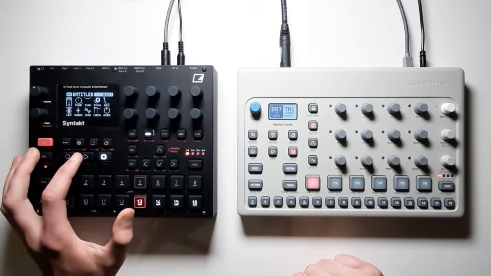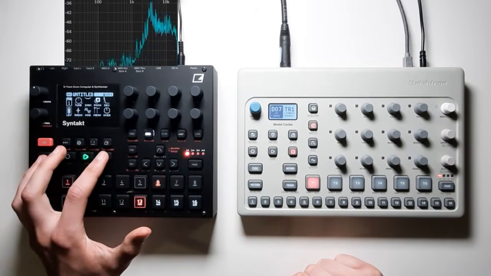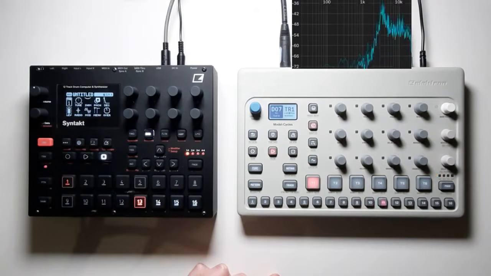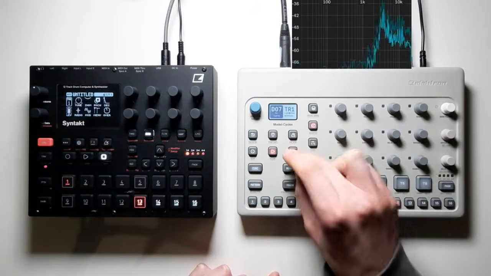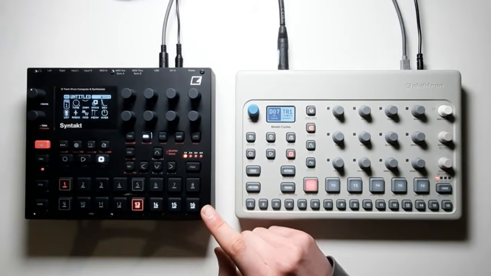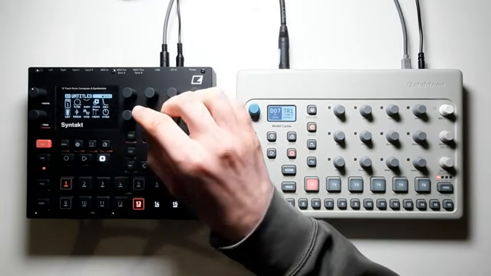Okay, let's hear on the Syntakt. And then the Model:Cycles. Yeah, there's some difference, I think. Maybe there is the LFO on the pan. Now we'll see.